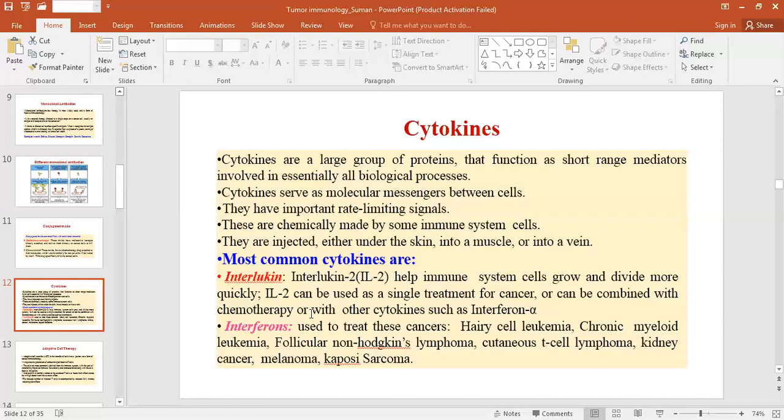The second one is the interferons. They are used to treat different types of cancers, like leukemia, chronic myeloid leukemia, follicular non-Hodgkin's lymphoma, cutaneous T-cell lymphoma, kidney cancer, melanoma, Kaposi sarcoma. So a wide variety of cancers can be treated using interferons.